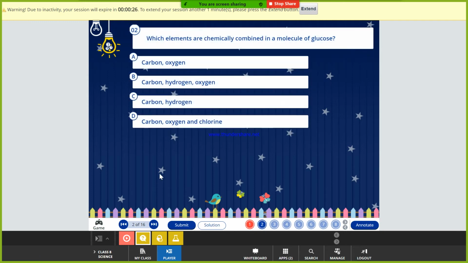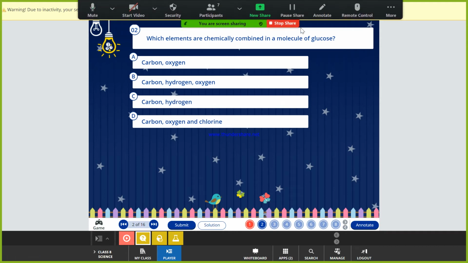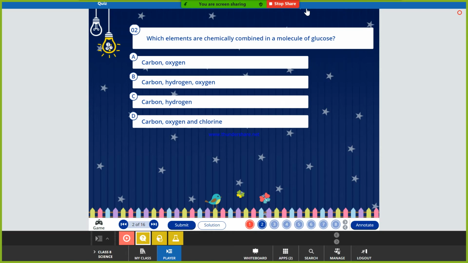Which elements are chemically combined in a molecule of glucose? You have to see glucose in element form. I give the options: carbon and oxygen, carbon and hydrogen, oxygen, carbon and hydrogen, or carbon, oxygen and hydrogen. What is the answer? Carbon, hydrogen and oxygen. Yes.